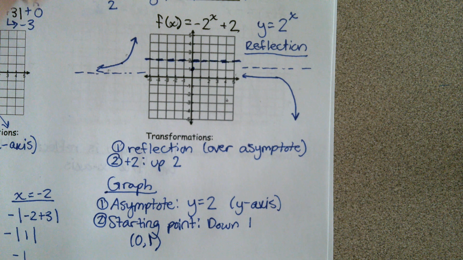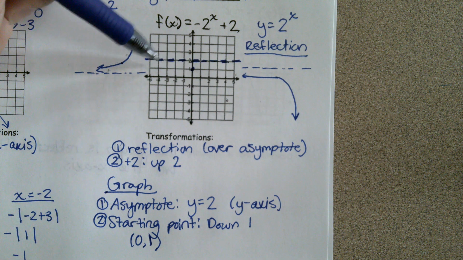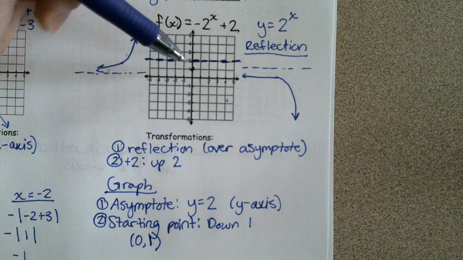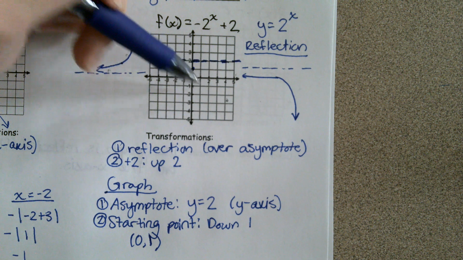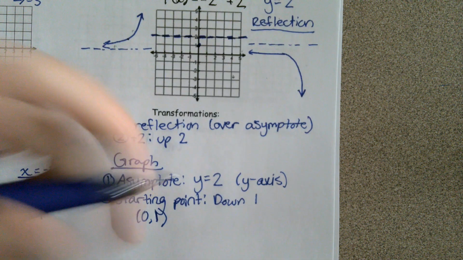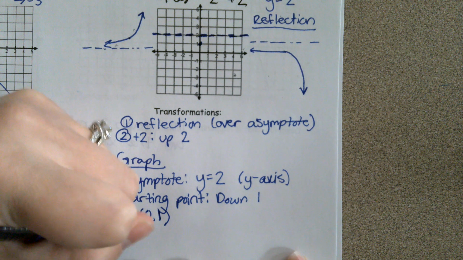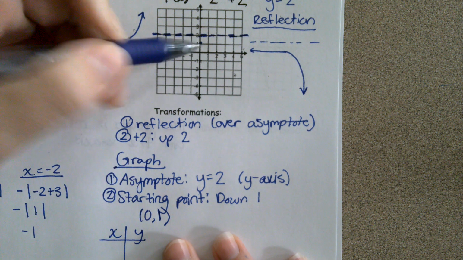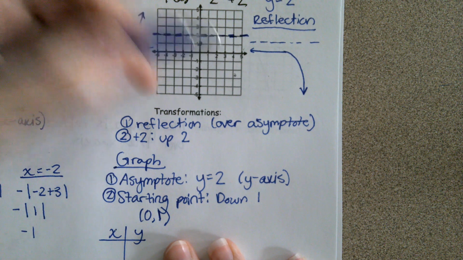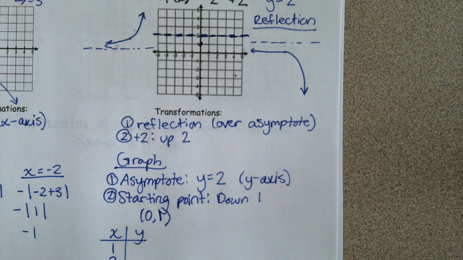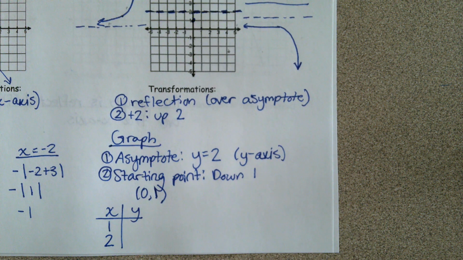We need 2 more points. Negatives are a bit messy for the exponential function, so let's do the positives. So we're going to go 2 to the right. So we already have 0, 1. Now let's do 1 and 2. Plug those in and get our answer.